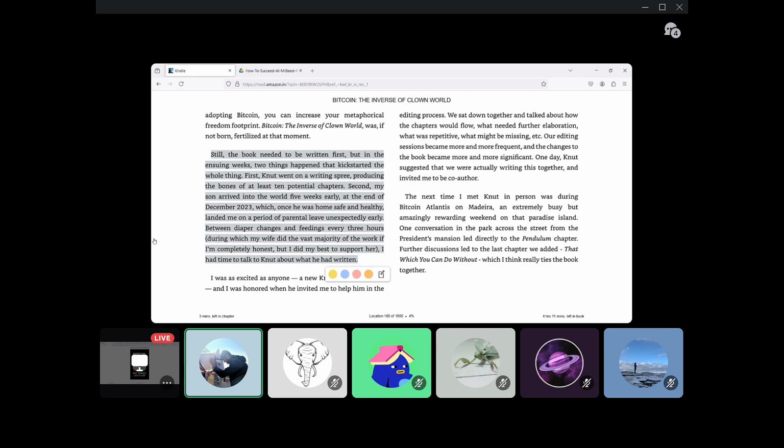Still, the book needed to be written first, but in the ensuing weeks, two things happened that kickstarted the whole thing. First, Knut went on a writing spree, producing the bones of at least 10 potential chapters. Second, my son arrived into the world 5 weeks early at the end of December 2023, which, once he was home safe and healthy, landed me on a period of parental leave unexpectedly early.